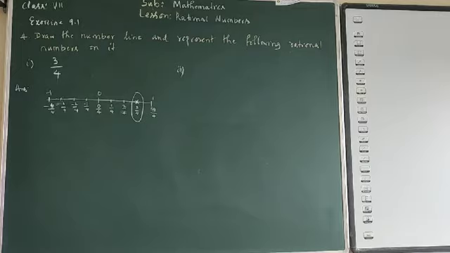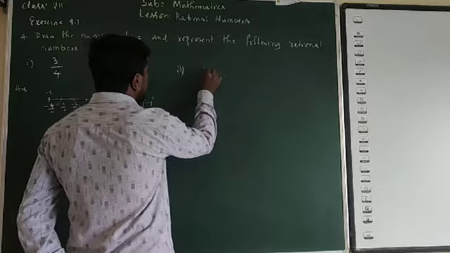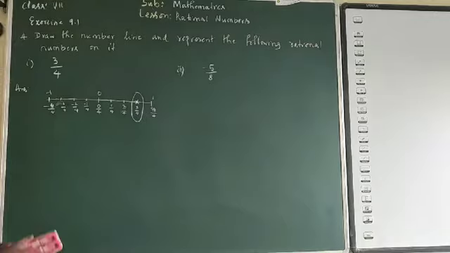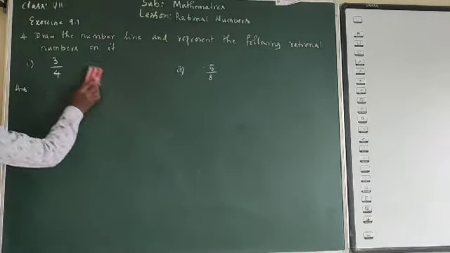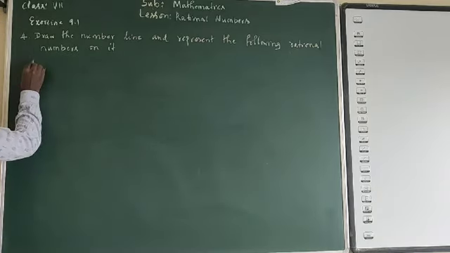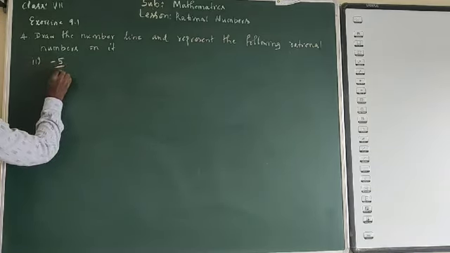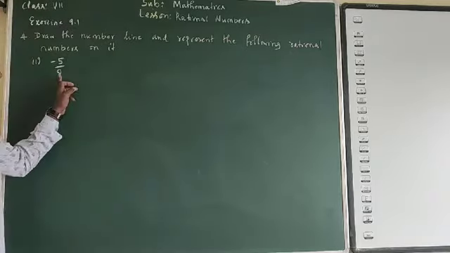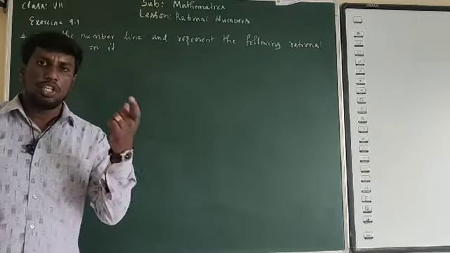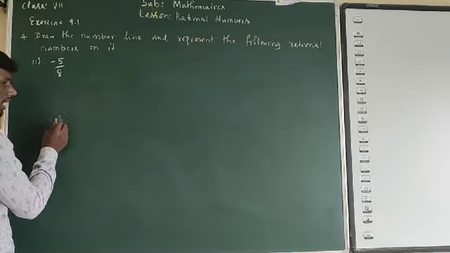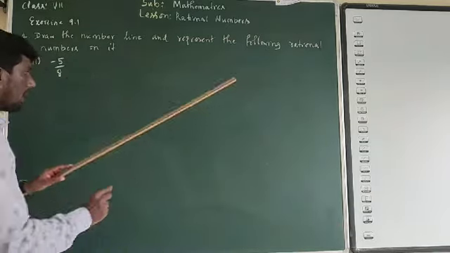The second one is -5 by 8. So it should be divided into 8 equal intervals. Now this is a negative rational number. Look at the denominator. The denominator is 8. So each interval is divided into 8 equal parts. Okay, so let me draw the number line. It is a big number line.